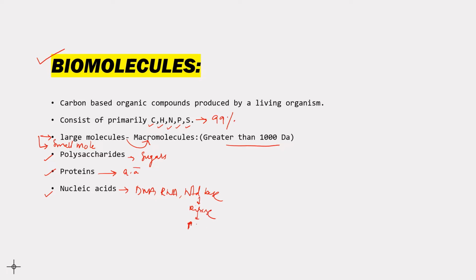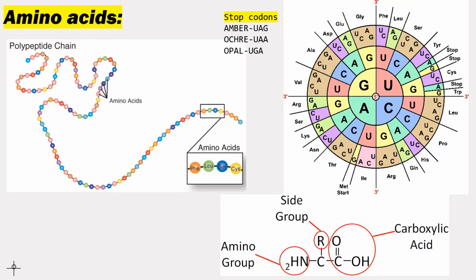Now the small molecules are the sugars, amino acids, DNA, RNA and also the fatty acids, which will make up the lipids. But the lipids do not come under the macromolecules because they weigh less than 1000 Daltons. So now first we'll concentrate on the protein section.